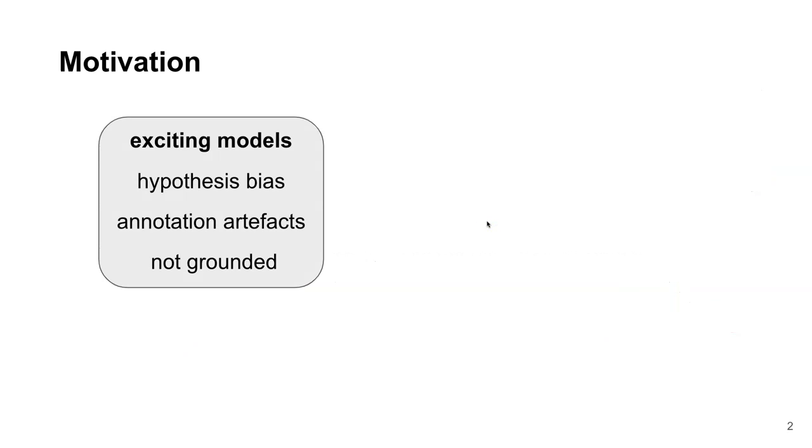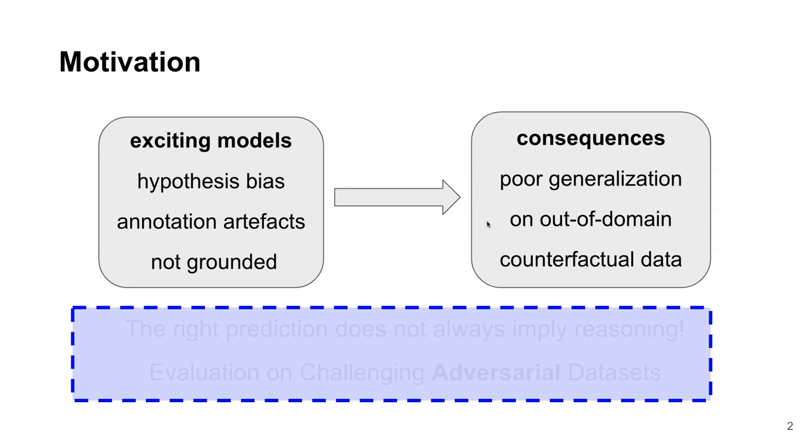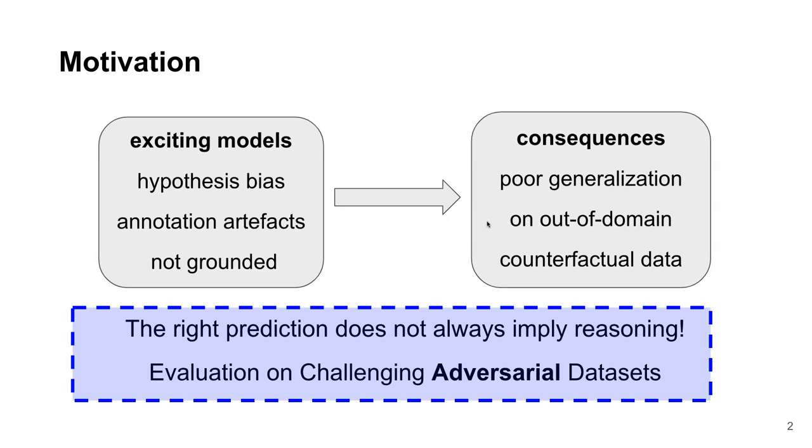So what's the motivation? Current tabular NLI models suffer from hypothesis bias and annotation artifacts, and are not grounded in the evidence provided as premise. So what are the consequences? We have models with poor generalization, they don't work on out-of-domain data, and if given counterfactual data with different primary evidence as premise, they perform poorly. So what this implies is that the right prediction does not always imply right reasoning. These models are not doing right reasoning.